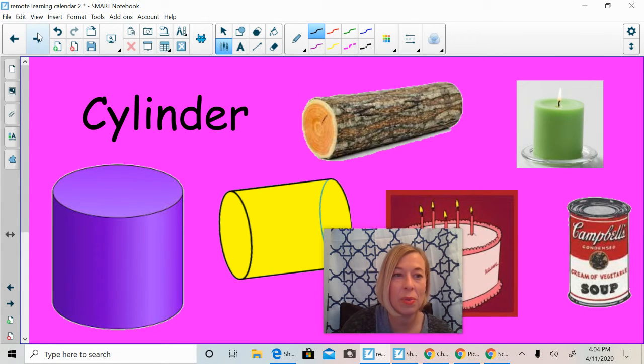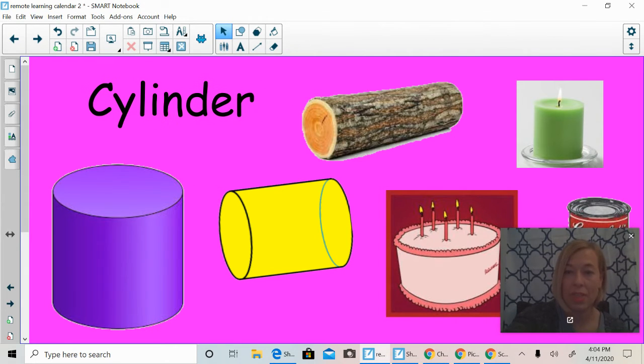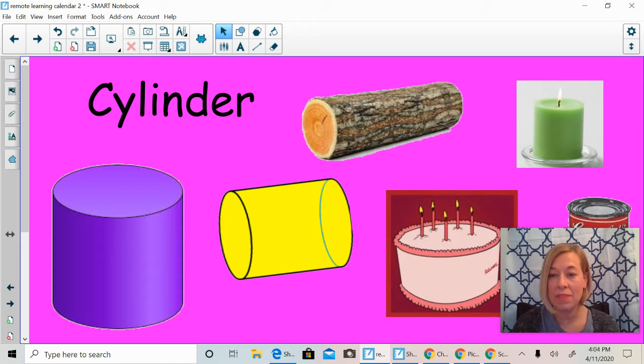All right, on to our last 3D object. Our last 3D object we're going to be learning is called a cylinder. And I know we don't have a question of the day, but that's because we're going to be talking about all of our 3D objects in just a moment.